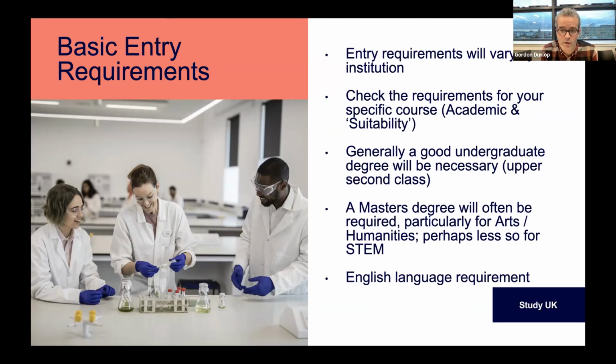Generally speaking though, a good undergraduate degree would be necessary, so an upper second class generally. A master's degree will often be required, particularly for the more discursive subjects, so arts, humanities, business subjects, for example. But sometimes, and this is certainly the case at Strathclyde, for science degrees and some engineering degrees, a master's degree isn't always required. If you can display sufficient research exposure in your undergraduate degree, then it may be possible to progress directly to a PhD. And again, the English language requirements apply to PhD study as well. Each institution will have their own requirement, but generally speaking, something like an IELTS of 6.5 would be applicable to PhD study.